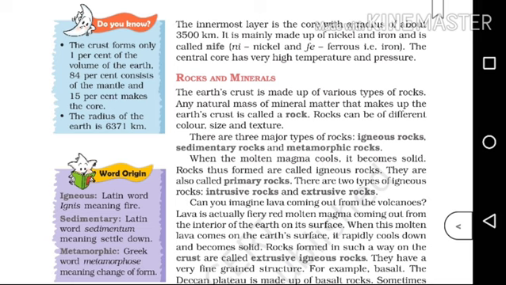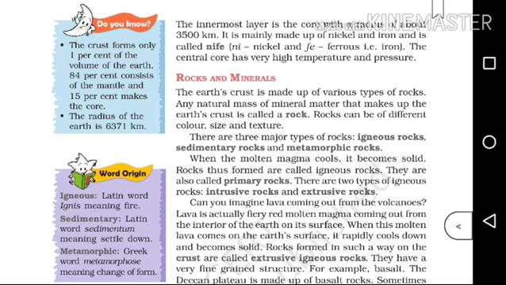Rocks and minerals. The earth's crust is made up of various types of rocks. Any natural mass of mineral matter that makes up the earth's crust is called a rock. Rocks can be of different color, size and texture. Okay, so here comes a question. What do we mean by rock? Any natural mass of mineral matter that makes up the earth's crust is called a rock.